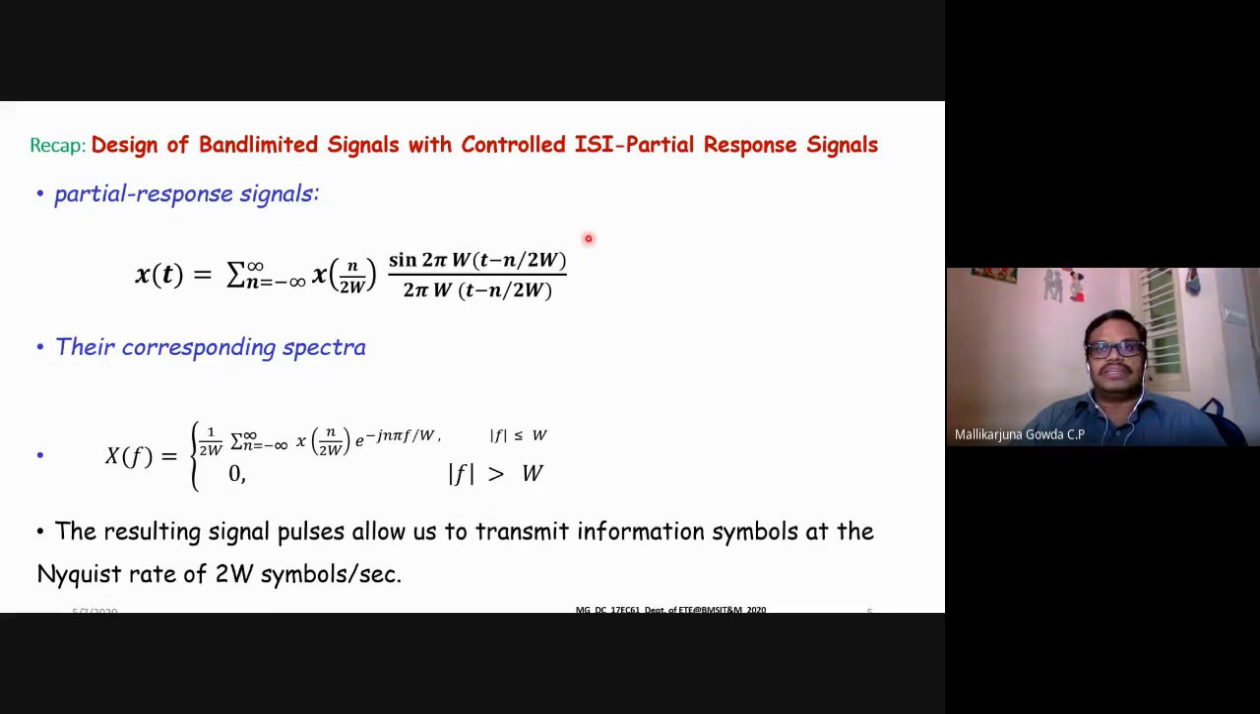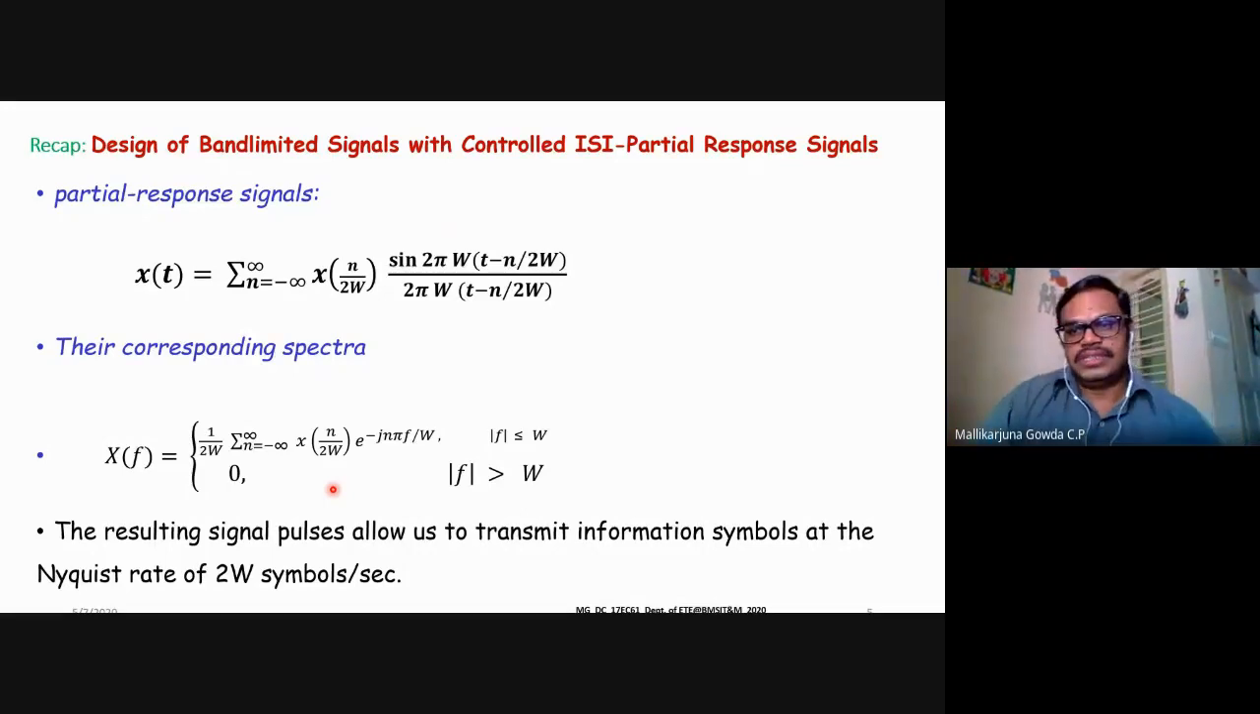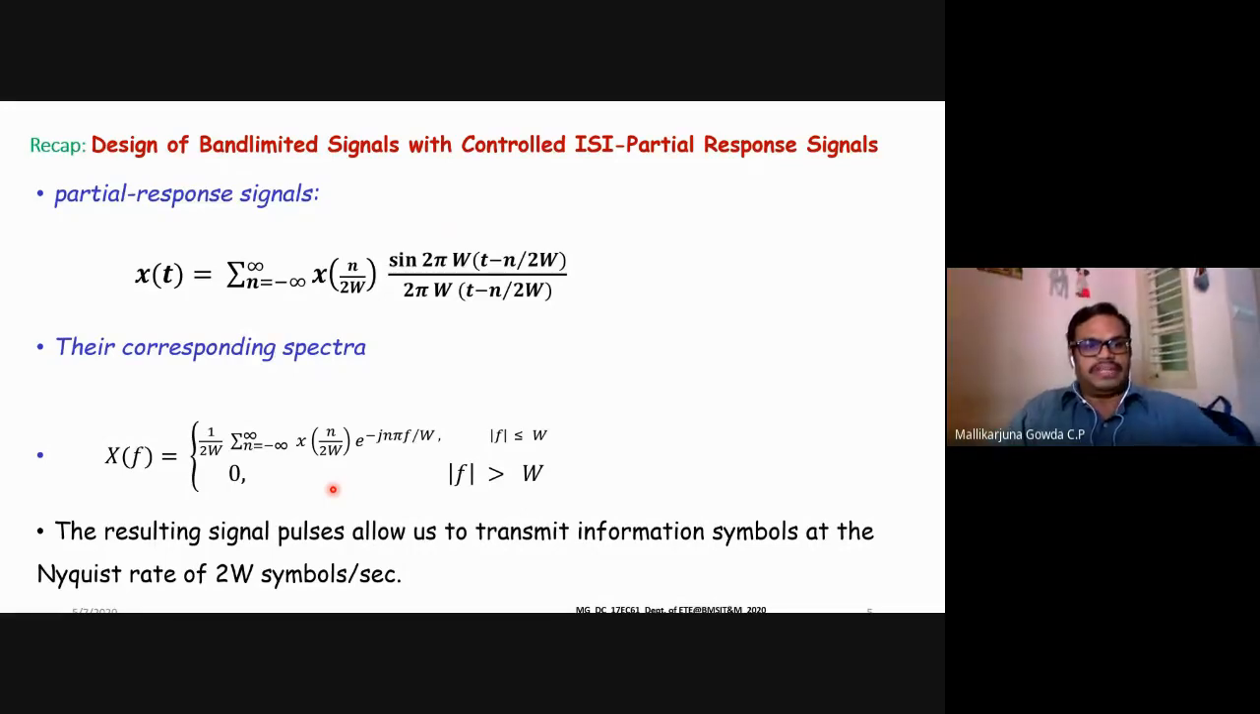In general, we write the partial response signals as x of t equal to the summation over n from minus infinity to infinity of x of n by 2W times sin of 2 pi W (t minus n by 2W) divided by 2 pi W (t minus n by 2W). Its spectrum will be written like this. I said that these signals allow us to transmit information symbols at the Nyquist rate, that is 2W symbols per second.